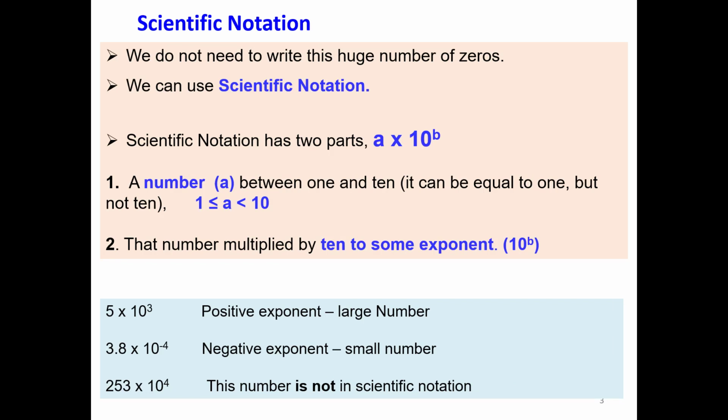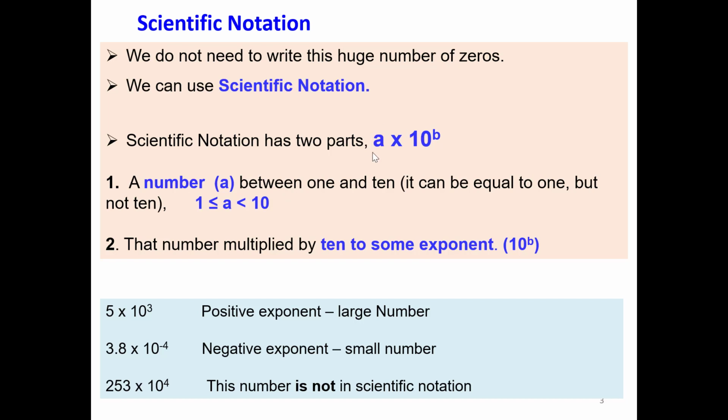And what is scientific notation? When we write any number in scientific notation, the number has two parts. One is the number A, which is a number between 1 and 10. The number can be 1 and should be less than 10. Then the number can be 9.9999, but cannot be 10. So this number should be greater than or equal to 1, but less than 10.